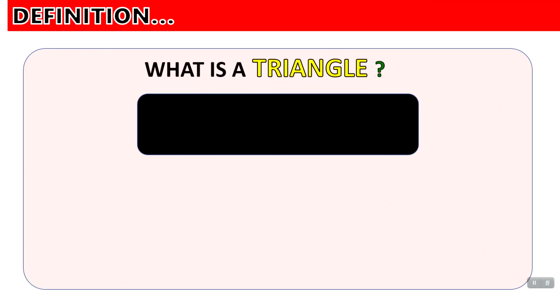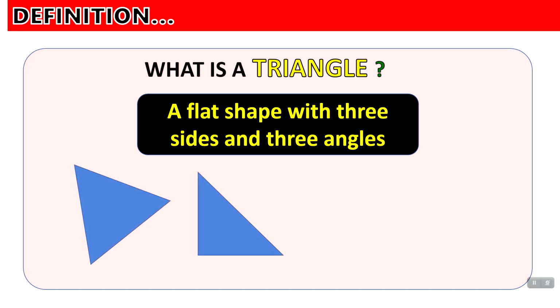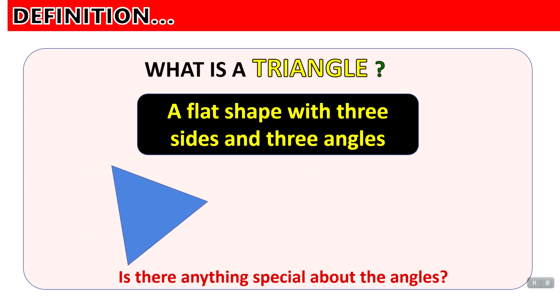So what is a triangle? Do you remember? A triangle is a flat shape with three sides and three angles. And each one of these shapes is a triangle because they all have three sides and they all have three angles. But is there anything special about the angles in each triangle?